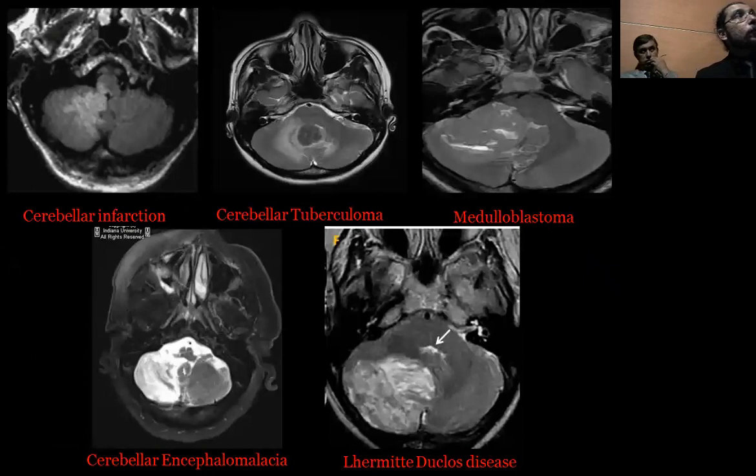Cerebral tuberculoma, we mentioned that. We mentioned the possibility of sarcoid being this, and the approach would be radically different, and sarcoid would disappear if somebody just gave them steroids before that. Infarction and encephalomalacia would have no implications from an oncological perspective.